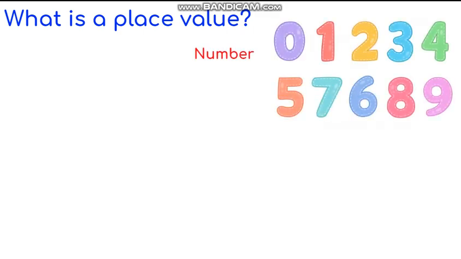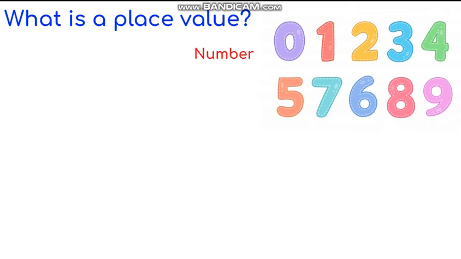Okay, there are numbers which are 0, 1, 2, 3, 4, 5, 6, 7, 8, 9, which is the system of our numbers. There is base 10. Okay, these numbers are used in any kind of numbers from 0 until infinity.